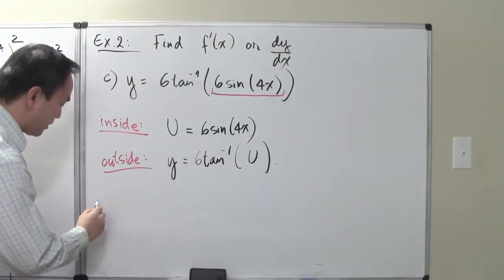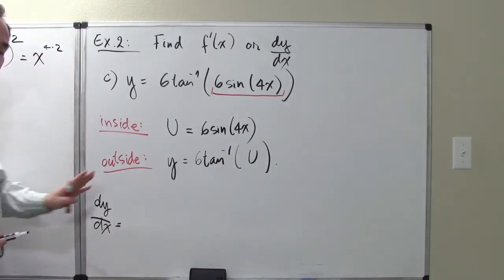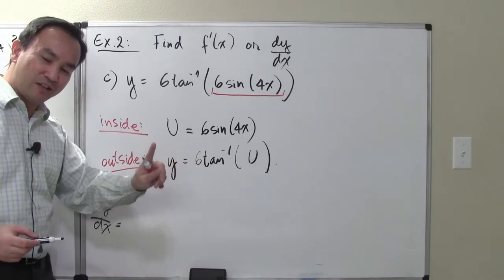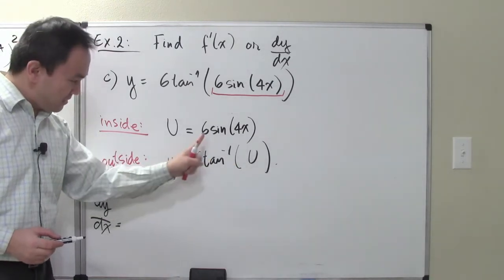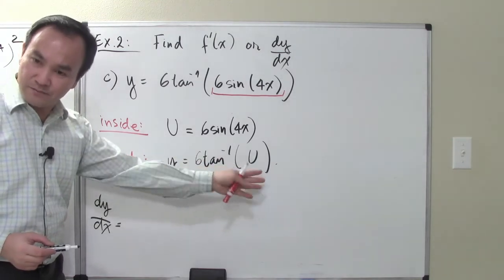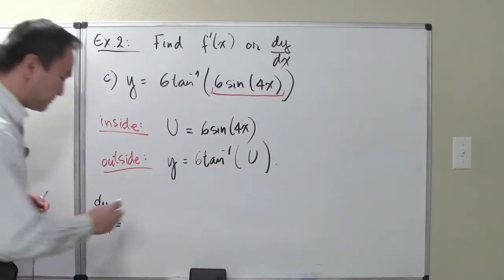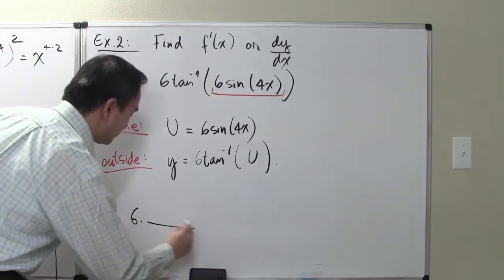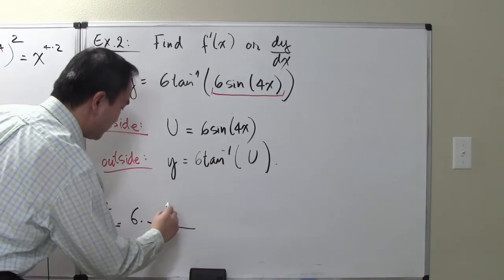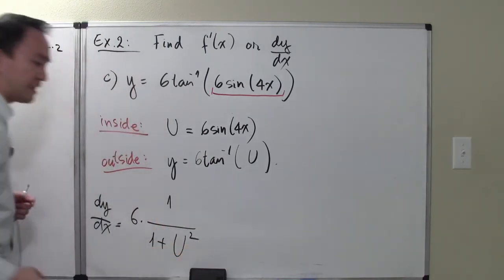So now I'm going to go with dy dx. Chain rule says we take the derivative of the outside function. The outside function is quite simple. There's a coefficient 6, but it's tangent inverse of whatever that variable is, the u variable. So there it goes. Now I'm going to put that as 6 times the tangent inverse derivative, which gives me 1 over 1 plus u squared. Let's just leave it like that for now.